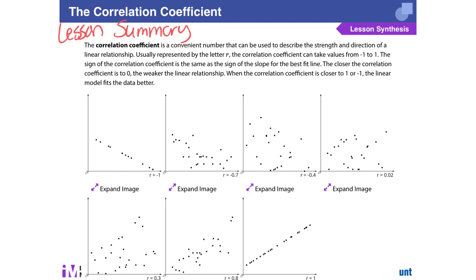Looking at the end of the lesson in your lesson summary, it has some good examples for correlation coefficient. Right here, these graphs give you examples of what the R values would be that match those. One thing to keep in mind is that you will not have to calculate the correlation coefficient. We are going to be using Desmos to get your correlation coefficient for you. You have to be able to interpret what it means.